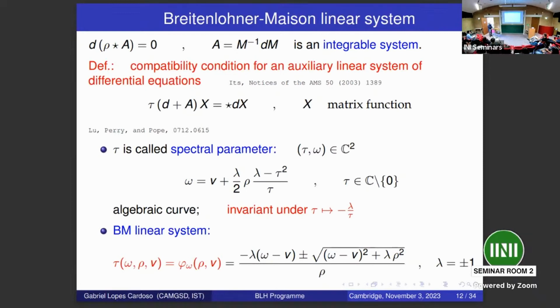And in the C2, you impose a relation, which, if you multiply this by tau here, is going to be an algebraic relation between tau and omega. And you can check very easily that this relation is invariant under tau going to minus lambda divided by tau. Remember, lambda was plus minus 1. It told you whether rho and d were both space-like directions or whether one was time-like and one was space-like. Now, given this relation, there are two things you can do with it. Where is the relation from?